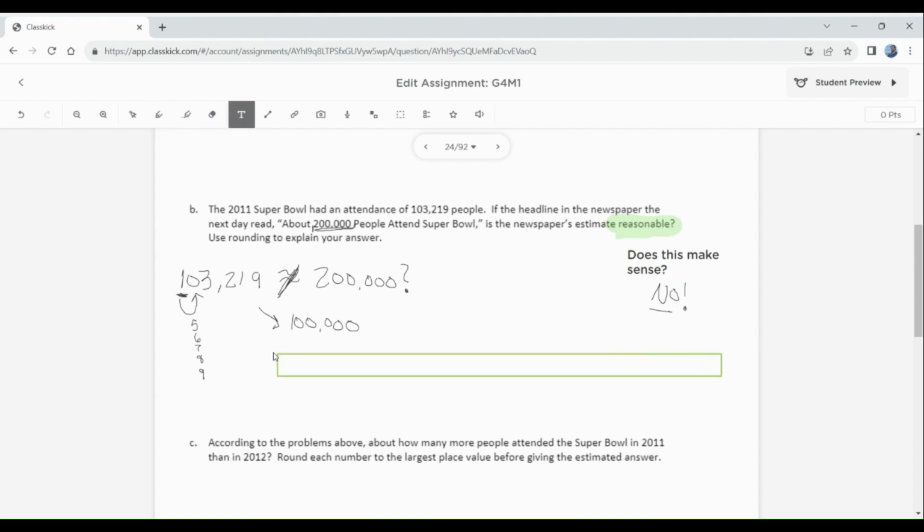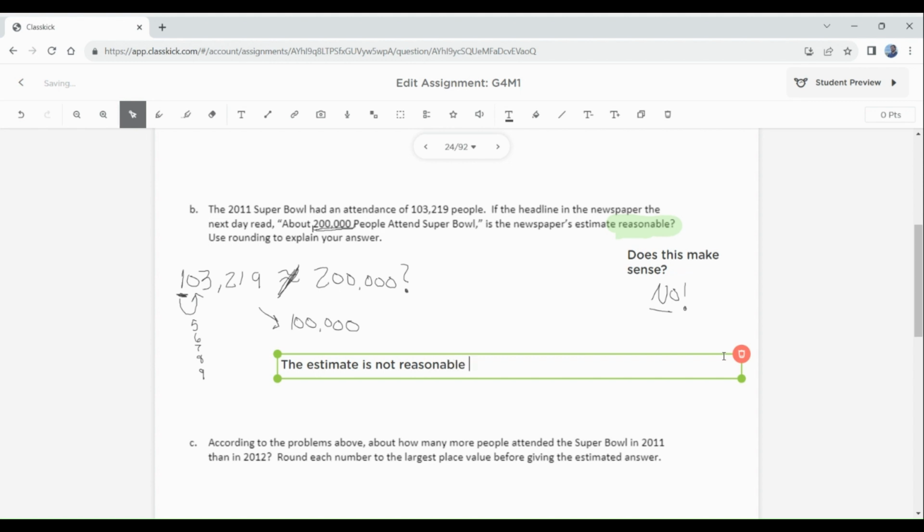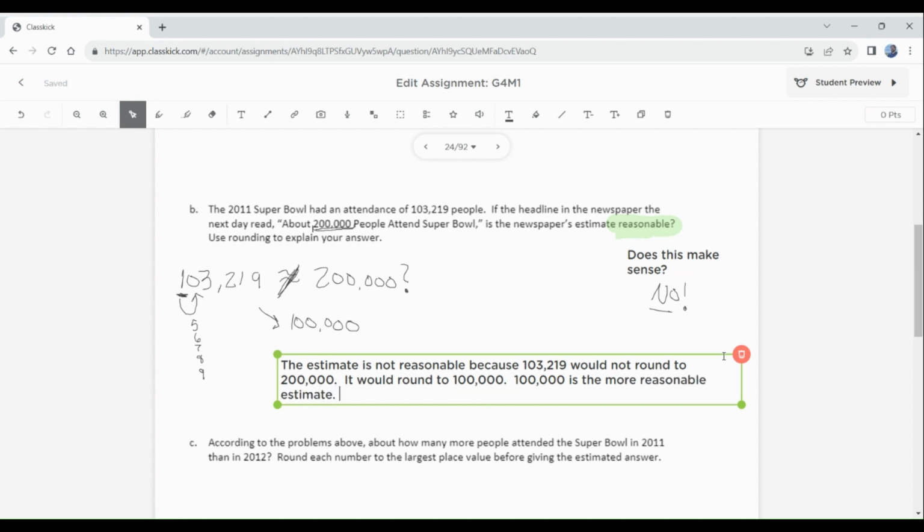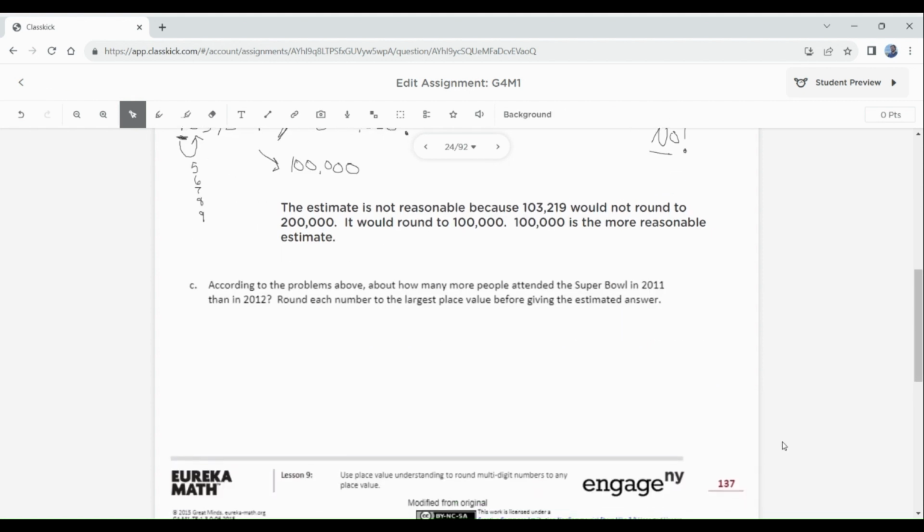Okay? Use rounding to explain your answer. So, we could say the estimate is not reasonable. 103,219 would not round to 200,000. It would round to 100,000. 100,000 is the more reasonable estimate. It would make more sense to say that about 100,000 people attended the Super Bowl, not 200,000.